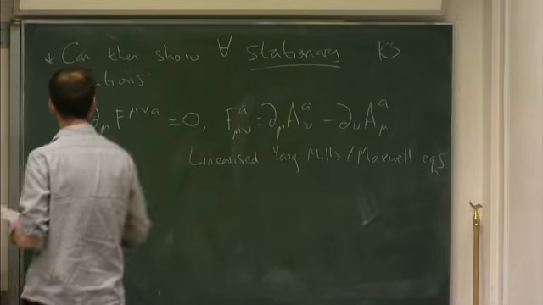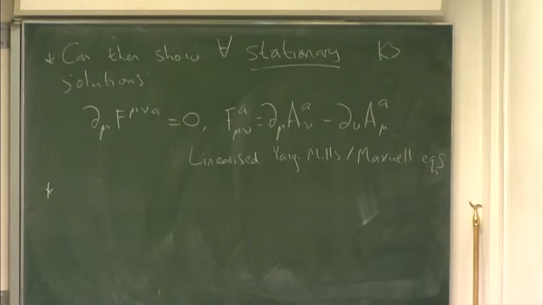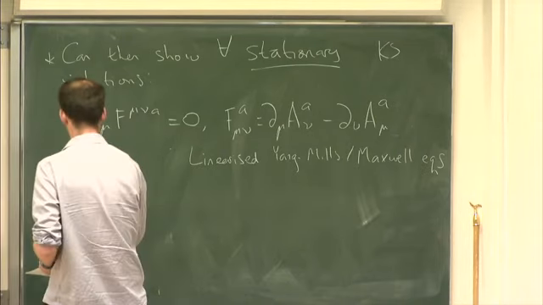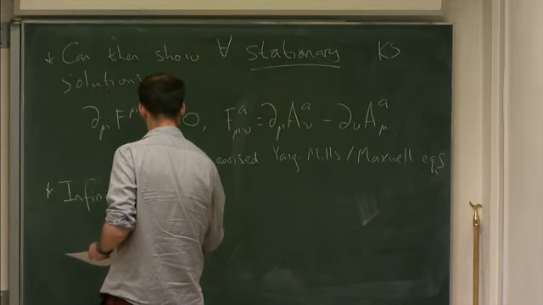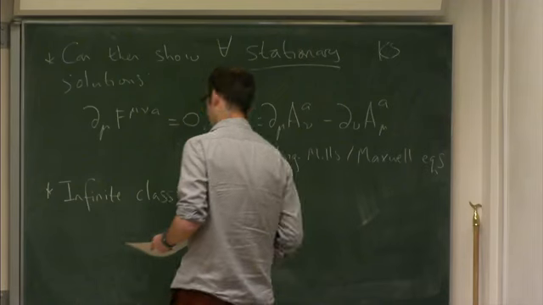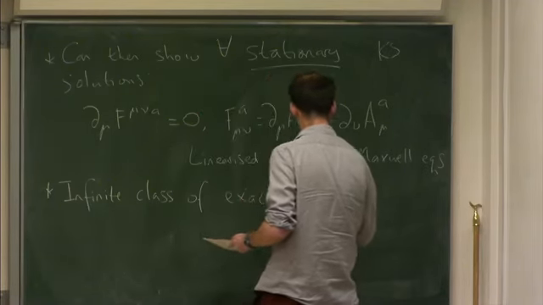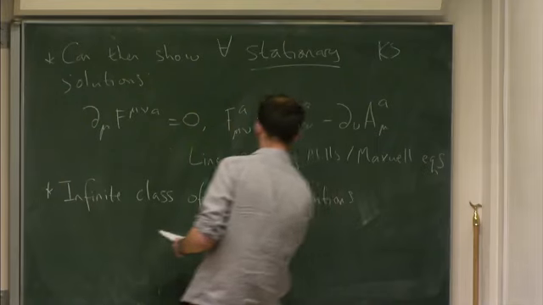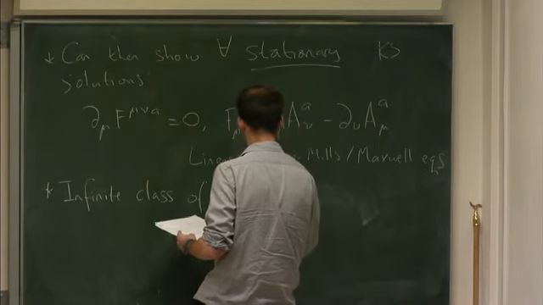So this is nice because it does tell us that there's an infinite class, at least, of exact solutions in GR of which one can take a single copy. So this is an infinite class of exact solutions. And in fact, what I really want to say is it's an infinite class of classical double copies.